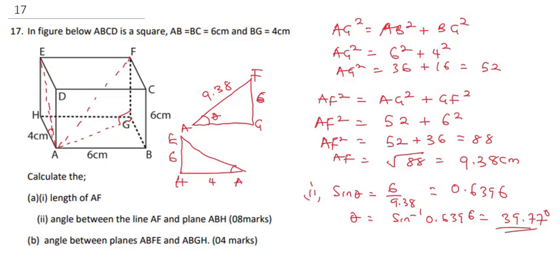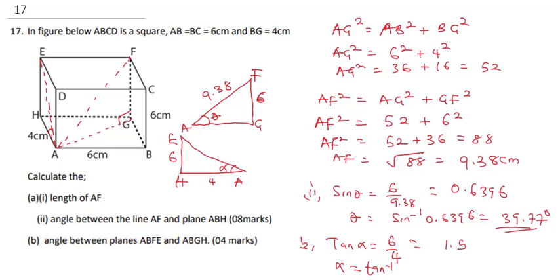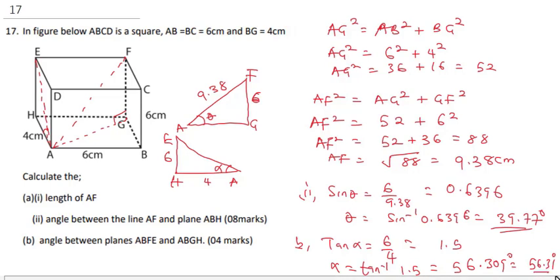We're going to call it alpha. So for part B, to find alpha, we're going to use tan. Tan alpha is going to be the opposite over the adjacent, which is 6 over 4, and that is going to give us 1.5. So alpha is going to be tan inverse of 1.5, and this is going to give us 56.309 degrees, which is the same thing as 56.31 degrees. So as easy as that, you can attempt this question.